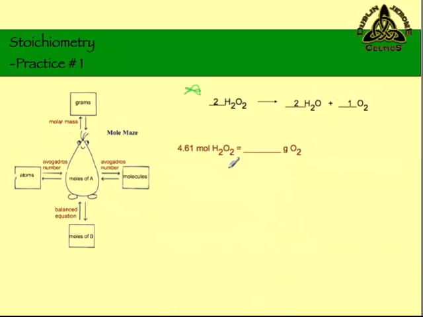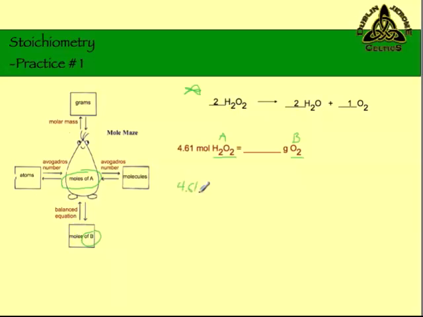So what do I do? I have moles of hydrogen peroxide, H2O2. But now I'm talking about oxygen with it, which is different. So I'm going to label these A and B because they're different substances. The only way I can go from A to B is using the balanced equation. That only takes me to moles of B though. So let's do that first.